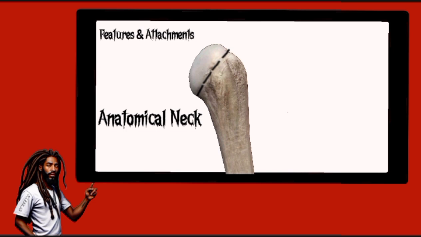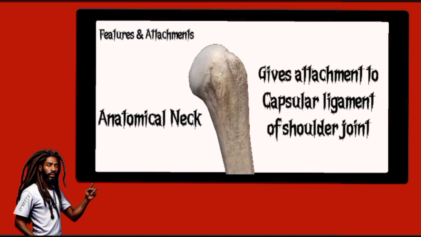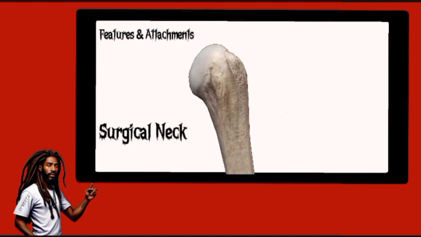Anatomical neck e dey immediately after that sphere wey you see, so that half of sphere wey dey the head region. So na this neck na im be the part wey the capsular ligament of shoulder joint dey attached to. So that's the anatomical neck. We also get the surgical neck. Surgical neck dey around this region here.